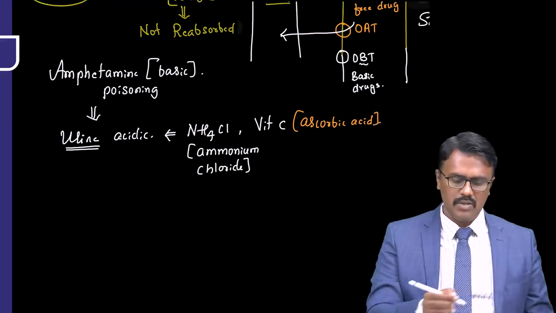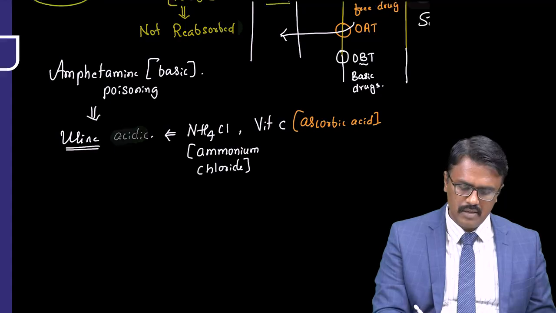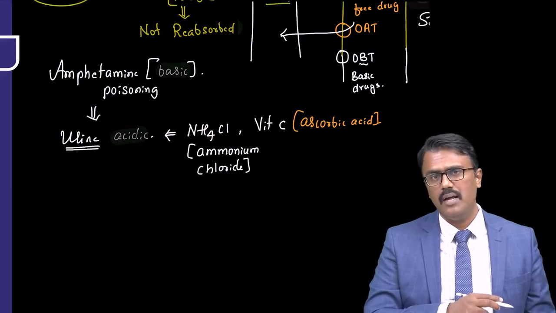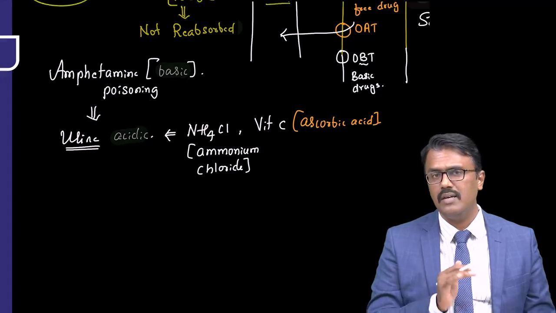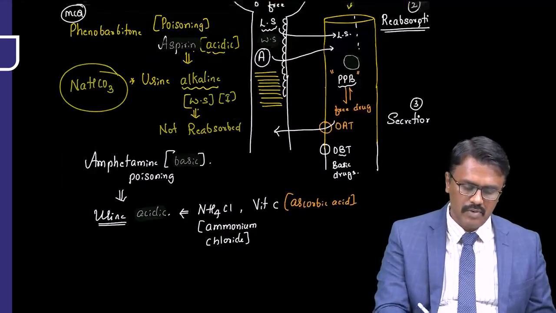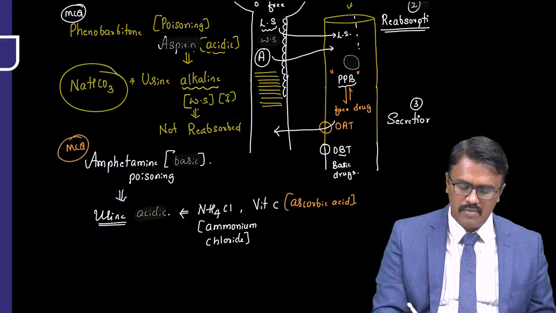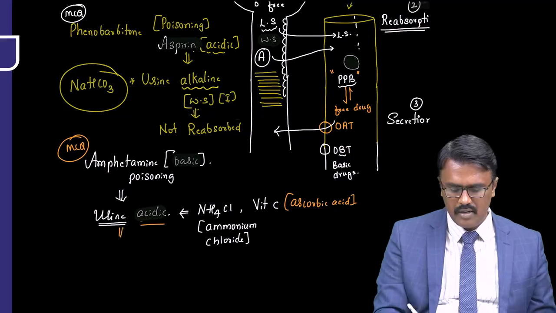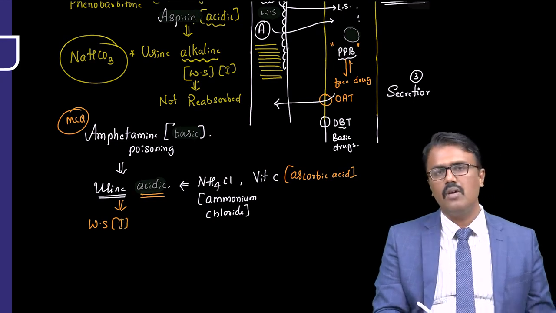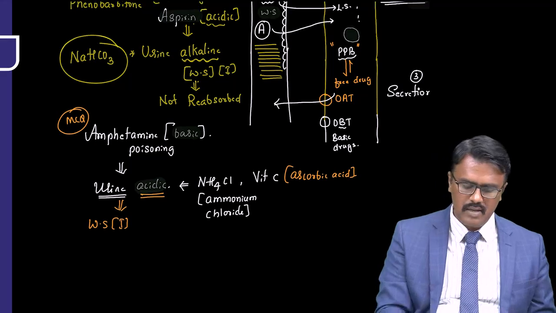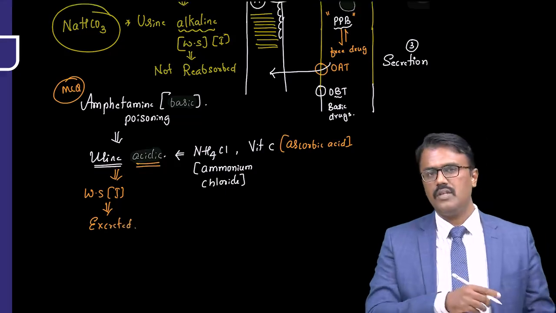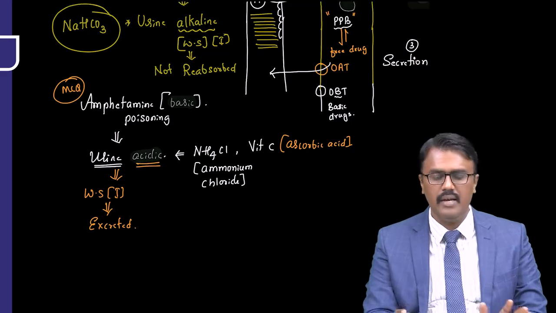Fine. So what happens when you make the urine acidic? A basic drug in acidic medium will be ionized. That means water soluble, and it easily goes out through the kidneys. That's the reason why this application comes again and again. So what do you want to do with amphetamine or basic drug poisoning? You have to acidify the urine. The drug amphetamine becomes water soluble and ionized, and it is not reabsorbed, it is excreted. So this is the clinical application. They keep on asking this question again and again.